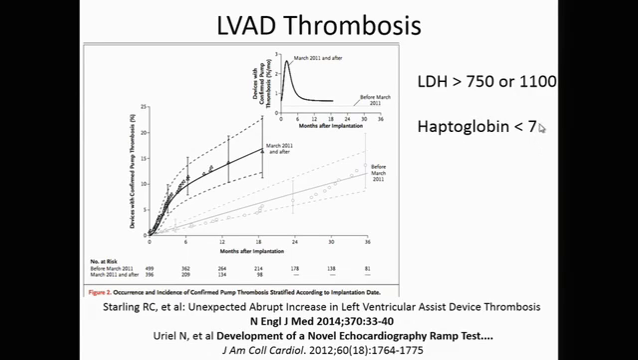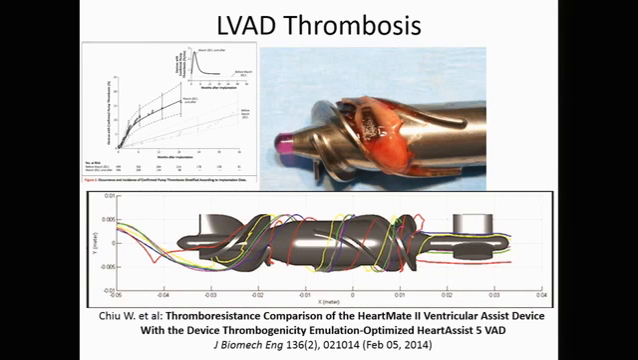At our place, we also check the haptoglobin. If it's less than 7, that's also strongly suggestive of device thrombosis. One of the things that we forget about is that these devices are tiny. The impeller on a HeartMate 2 is not quite as big as the last 2 portions of my index finger. And the thrombosis that you need to bring down these devices is incredibly small.